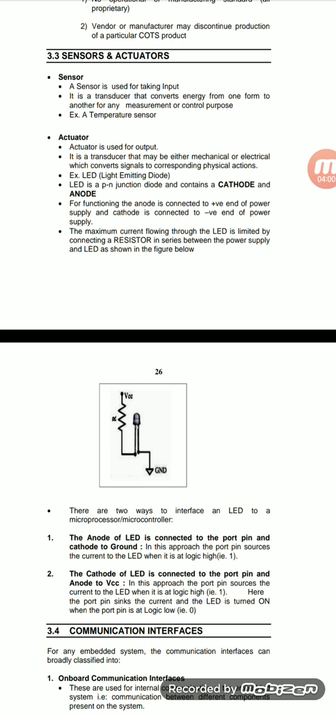The LED conducts current only from positive to negative. What is the LED operating voltage? The LED operating voltage is 0.7 to 3.3 volts. We give an input voltage of 5 volts. Then, how do we interface the LED? In the circuit diagram below, there are two ways of interfacing LEDs with a microcontroller or microprocessor. The anode of the LED connects to the power pin and the cathode connects to ground. That is the interface to the LED.